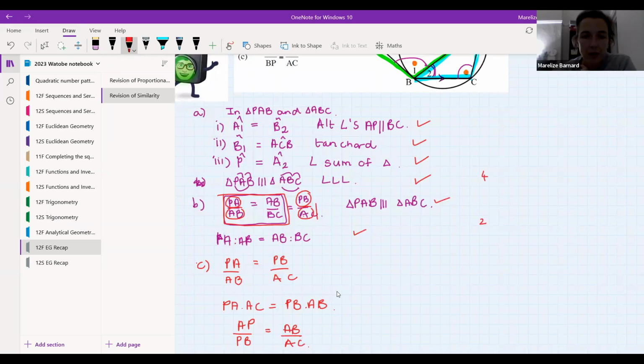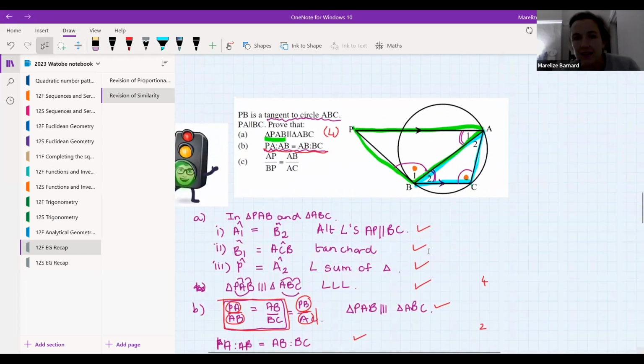So writing it like that and then doing the final, that's another 2. Okay, so give yourself another 2 marks. Anyone got 8 out of 8? Let us know.